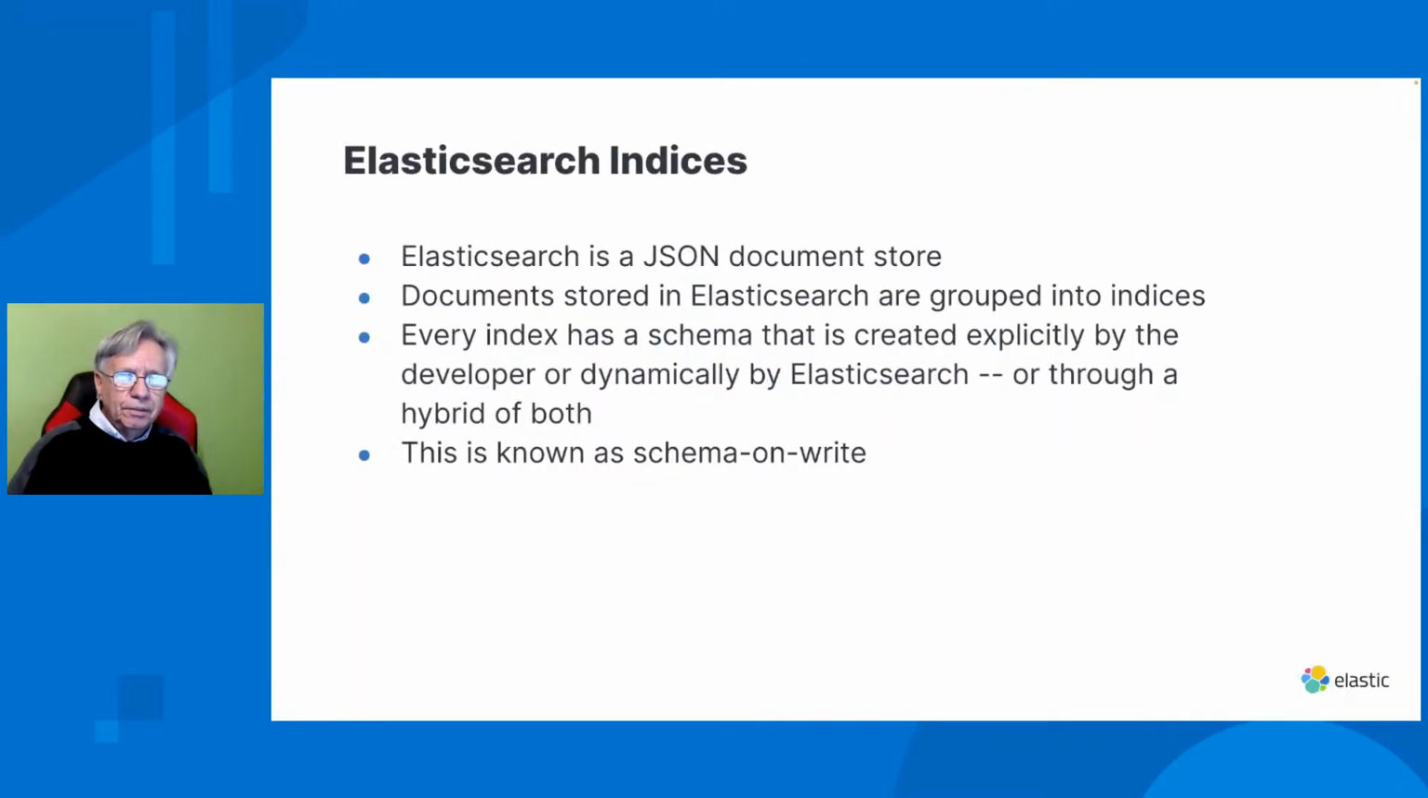All right, so what is a runtime field? Well, back to the beginning. Elasticsearch is a store for JSON, so it stores JSON documents. And those JSON documents are grouped into indices. So if you think of a database as having tables and rows, we have indices and documents.